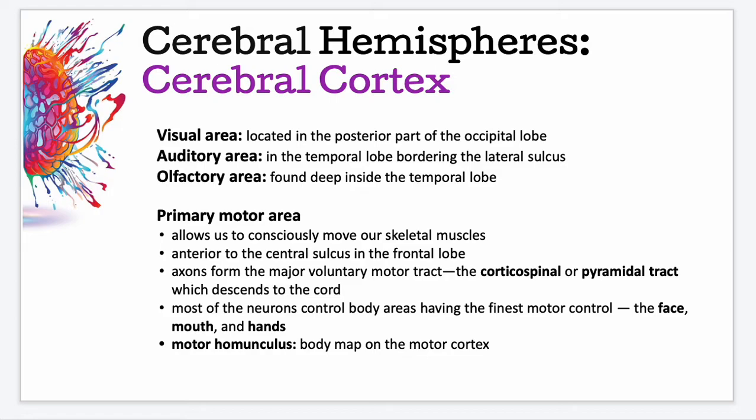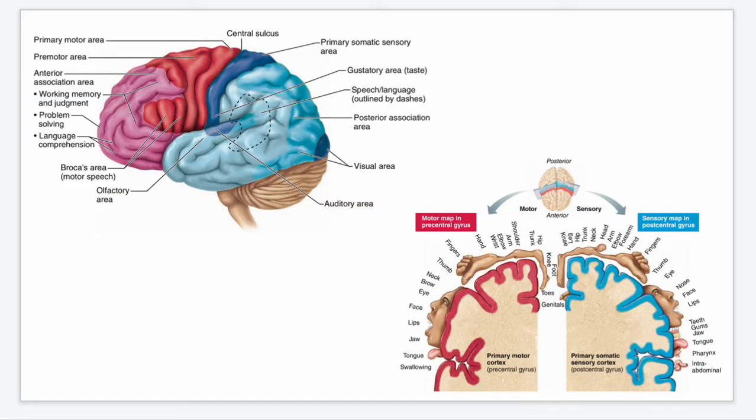So, we have your primary motor area. This allows us to consciously move our skeletal muscles, and this is anterior to the central sulcus in the frontal lobe. The axons of these motor neurons form the major voluntary motor tract, the corticospinal or pyramidal tract, which descends to the cord. Most of the neurons control body areas having the finest motor control. That's your face, your mouth, and your hands. So you also have your motor homunculus, the body map on the motor cortex.